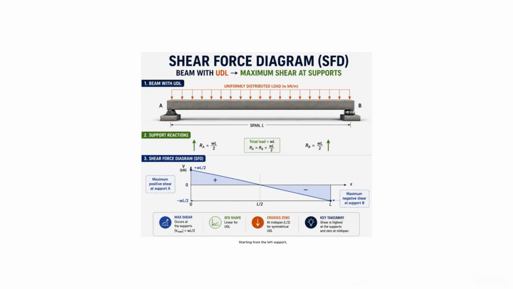Starting from the left support, the shear force is at its maximum positive value. As we move along the beam, the UDL continuously reduces the shear. At the center of the beam, the shear force becomes 0. Moving toward the right support, the shear becomes negative, reaching its maximum magnitude at the support. So remember, under a full span UDL, shear is maximum at the supports and 0 at midspan.